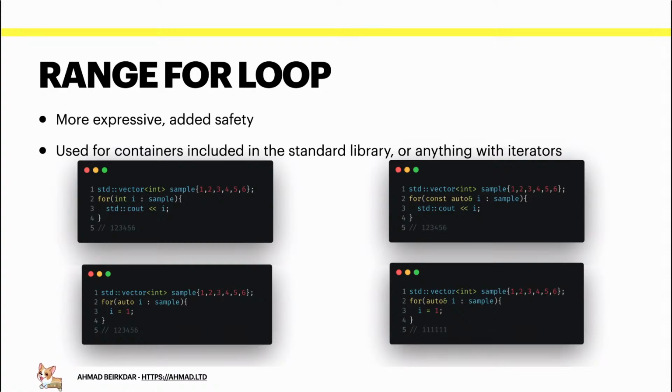But yeah, let's walk through the examples right here. I have sample, a vector of integers 1 to 6, and I'm just going to print them out. The syntax is as simple as for int i, and then a colon, sample. And then I would be printing i, and i would be the element. So I wouldn't be doing sample dot at i. I would be the element itself, and then I'm printing out the element.